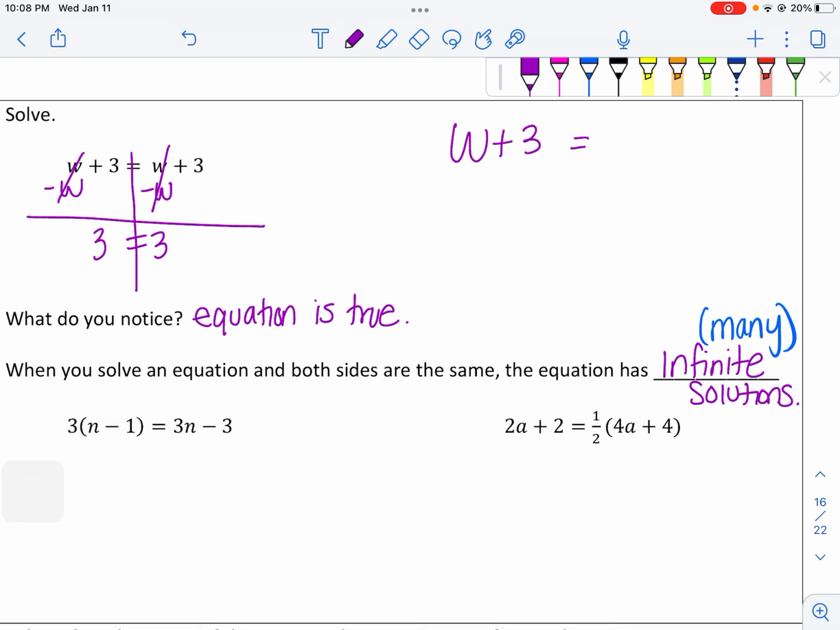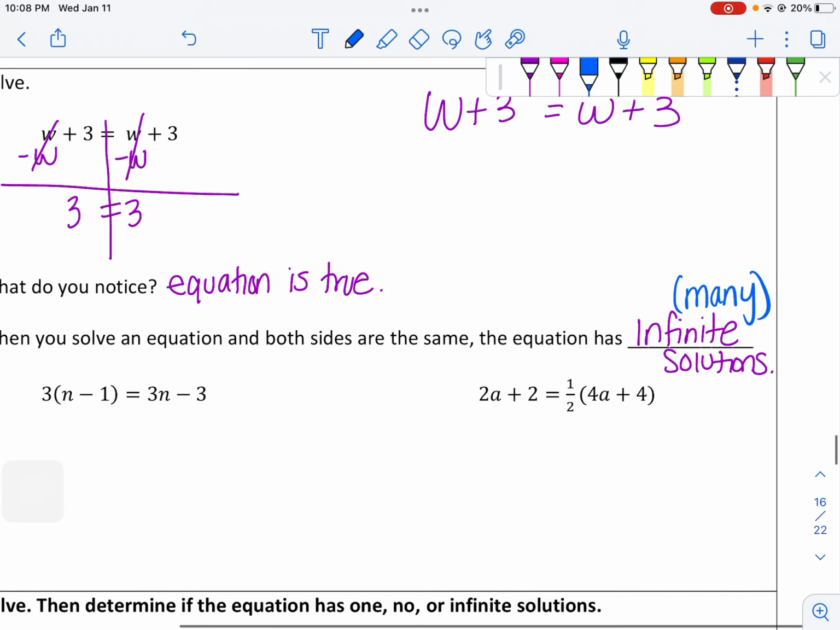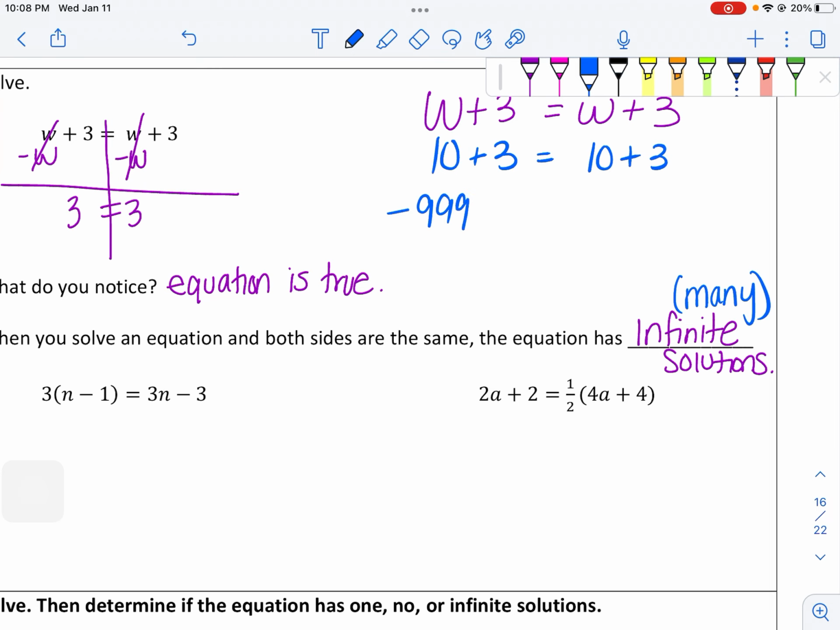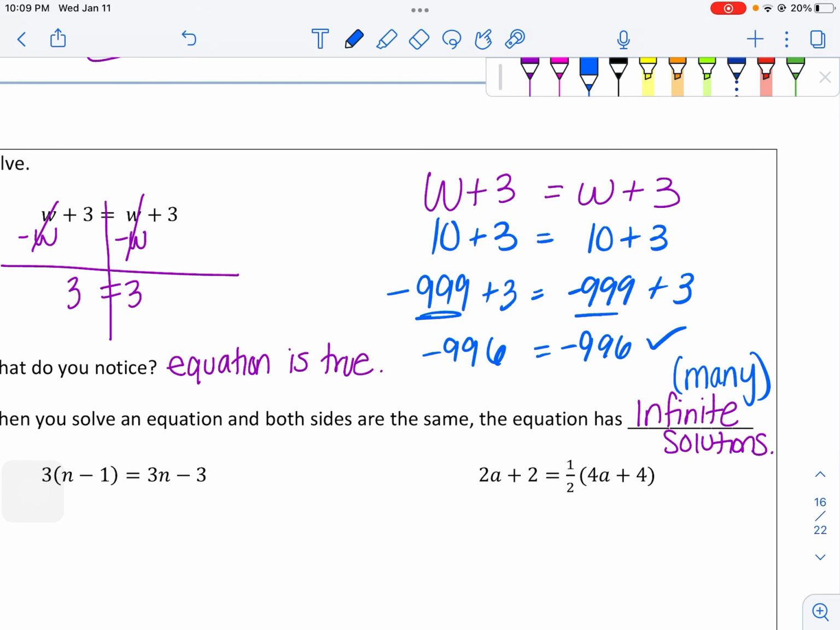Think back to w plus 3 equals w plus 3. And think back to when we picked 10. 10 plus 3 equals 13, and 10 plus 3 equals 13. So that's one solution. You could do negative 999 plus 3, and then negative 999 plus 3. And you would get the same answer because it's the same. Both w's are the same. So negative 996 equals negative 996. So you could literally pick any value for w and it would be a true statement.